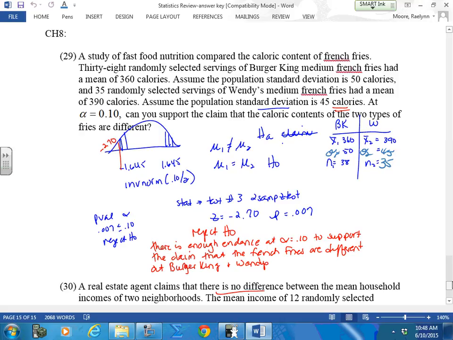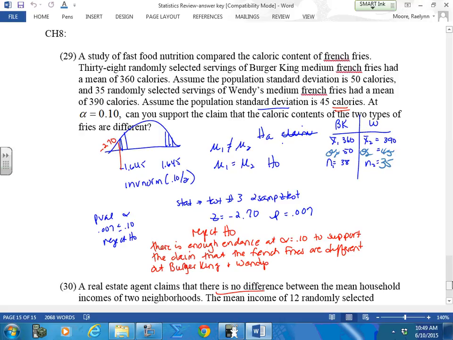Can you support the claim? Again, when they use the word support, you know it's an HA. When they say that the two fries are different, they're not the same. They're not equal. That's what different means. If they're the same, then they're equal. Make sure you label, my claim shouldn't be crossed out. I don't know where that line came from. But that's the claim. Make sure I get the claim, the H0, the HA. Make sure you clearly label everything for me, guys. My bracket's not labeled very well.